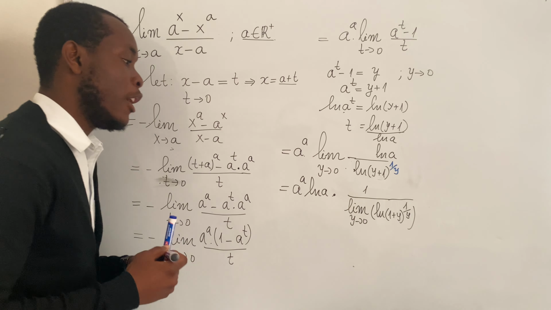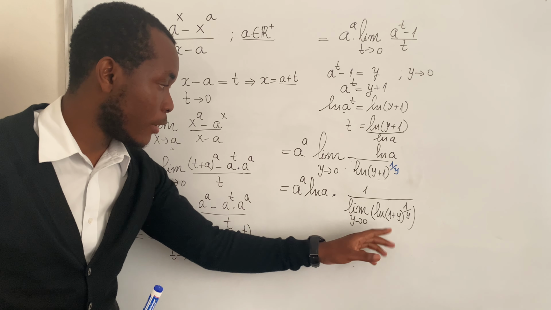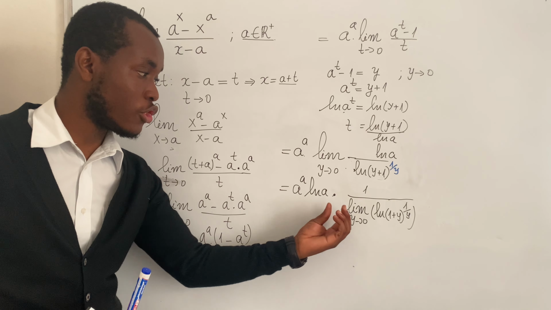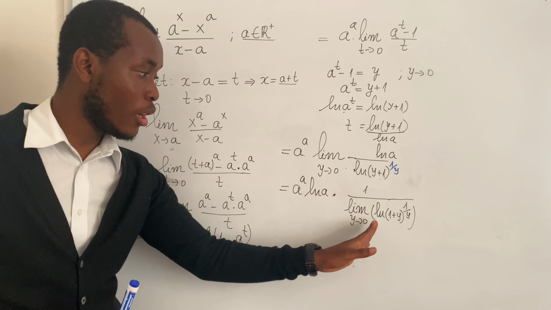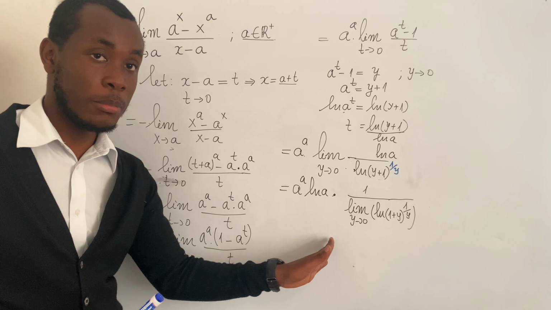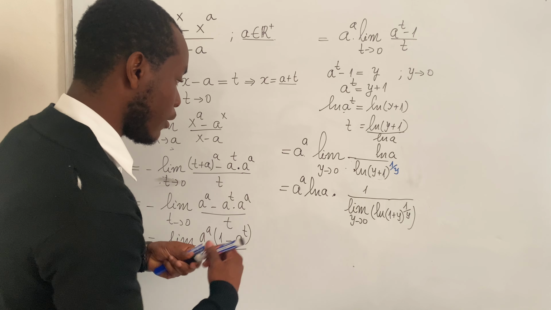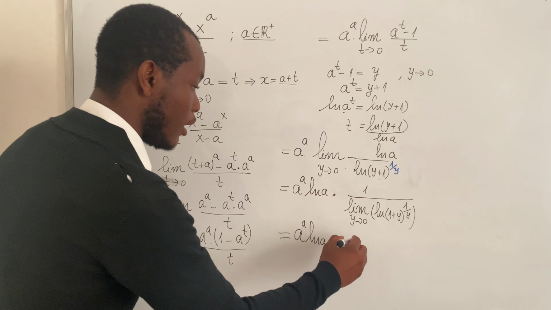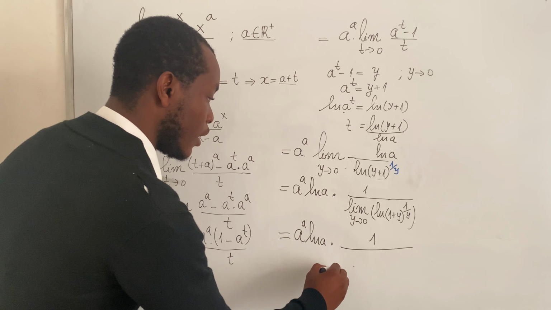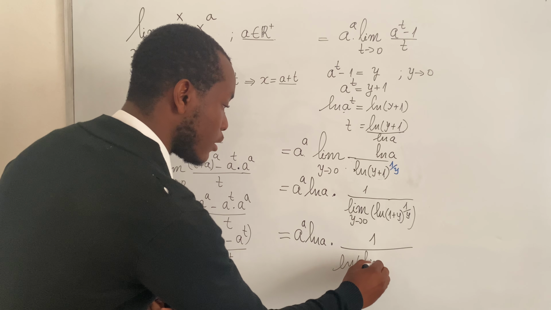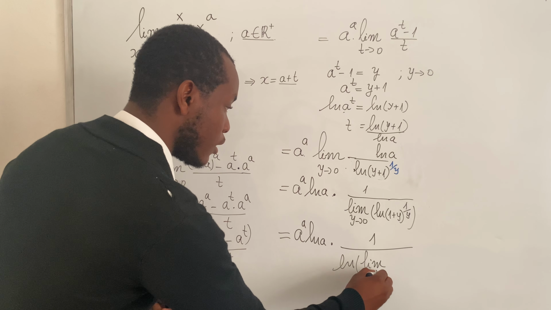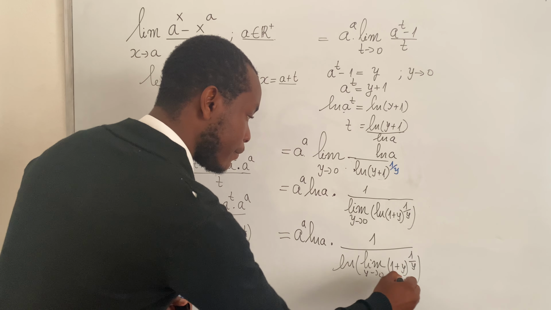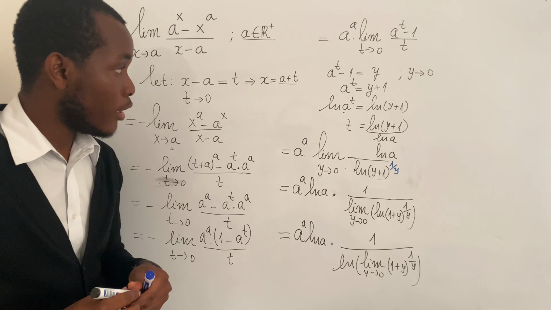That's what we have. Now if we check this limit, we know that the limit of a log is the same as the log of the limit. So we can change it: instead of writing the limit of the log, we can write the log of the limit. So doing that, we have a to the power a ln a times 1 over ln of the limit when y approaches 0 of 1 plus y to the power 1 over y. Okay, now we can carry on.